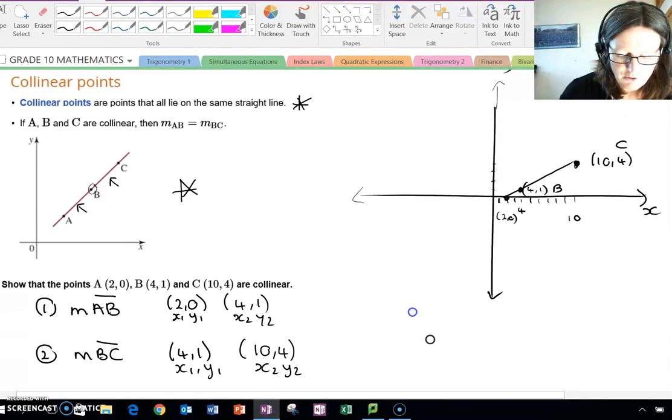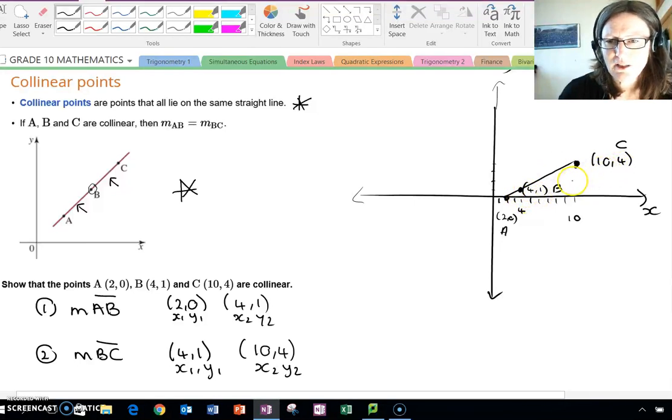It wants us to show that the point A, which is (2, 0), the point B, which is (4, 1), and the point C, (10, 4), are collinear. So it's wanting us to prove that they're on the same line. So what we would have to do is find the gradient of the section A to B, and find the gradient of the section B to C. And if the gradient is the same, they are collinear because they have B as the common point. So if the gradients are the same and they have a common point, they are collinear.